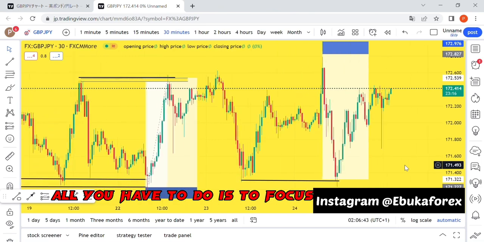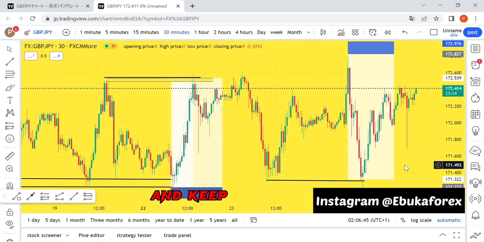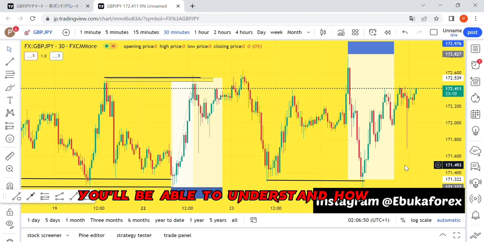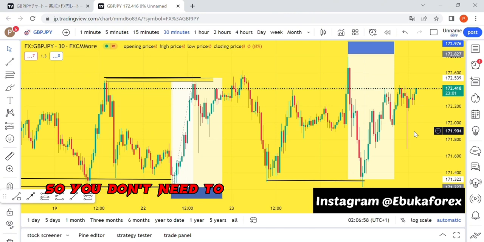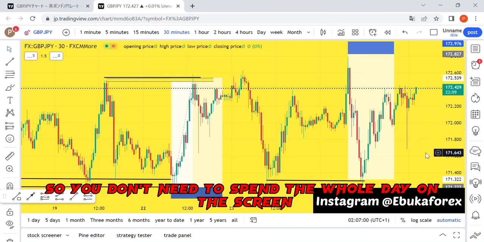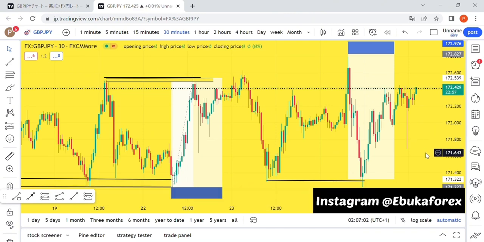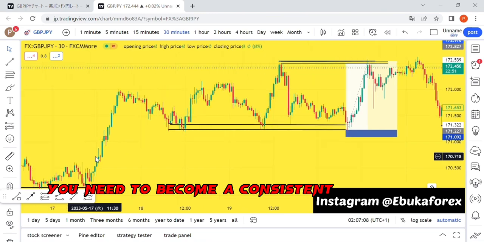All you have to do is focus on one thing and keep on practicing. When you practice enough, you'll be able to understand how the key levels and the market structure, how everything works. You don't need to spend the whole day on the screen trying to trade. That's all you need to become a consistent, profitable trader.